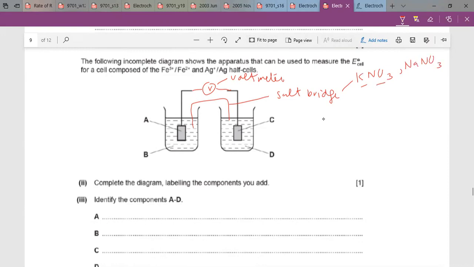Chloride is a bit tricky because some chlorides are insoluble. Some sulfates are insoluble. All nitrates are soluble, so this is used as a salt bridge. Now, it depends on what you want.